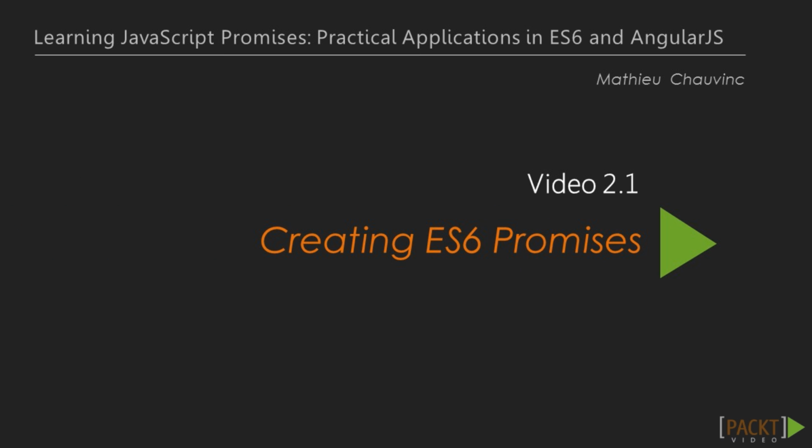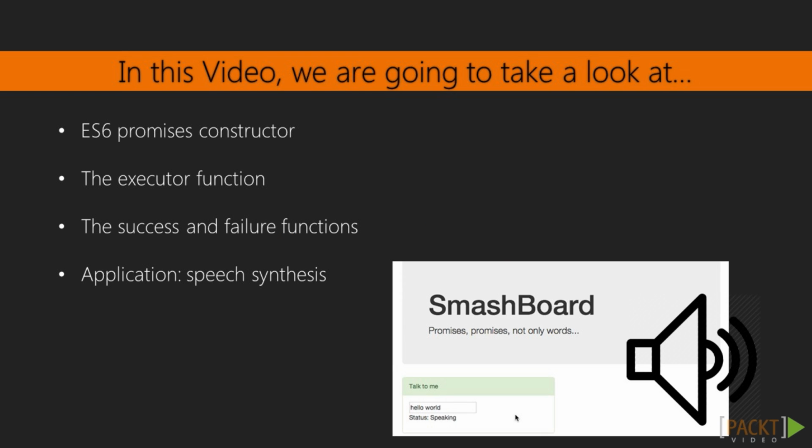The first video is creating ES6 promises. In this video, we will first take a look at ES6 promises, whereas so far we had used Angular promises. But you will see that they are very similar. We'll use the so-called executor function to build our own promise and learn how to complete the promise with either the success or failure function. As an example, we will make the browser talk and display a message when the speech is over.